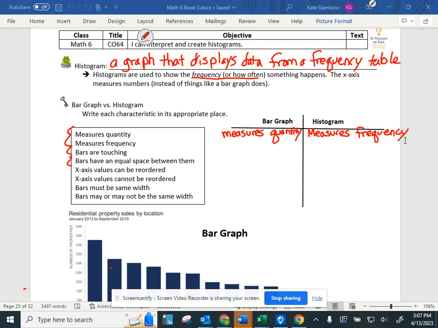Then we have the bars are touching, or the bars have equal space between them. When we're looking at those two examples on this page, the bar graph is the one that has space between them. So we've got measures quantity, then we have bars have equal space between them. The histogram, you will notice the bars are touching.